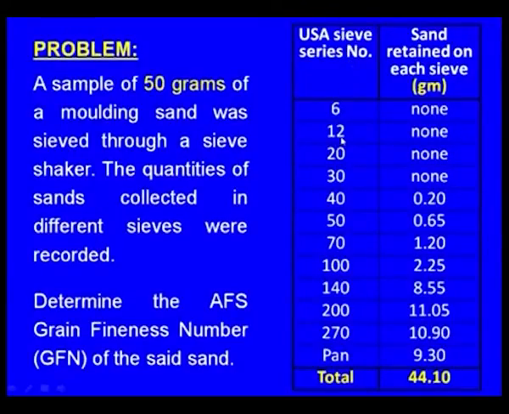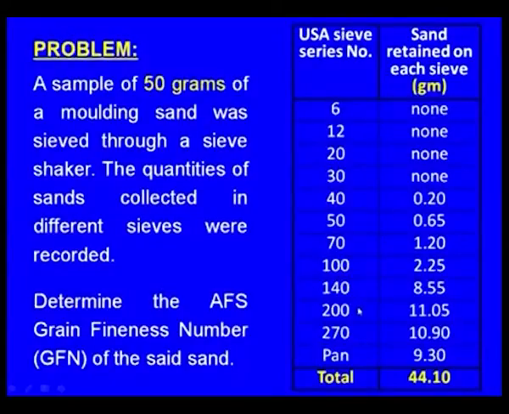Remember, the different sieves are assigned different numbers. The first sieve is assigned the number 6, the second sieve number 12, third sieve 20, fourth sieve 30, fifth sieve 40, sixth sieve 50, seventh sieve 70, eighth sieve 100, ninth sieve 140, 10th sieve 200, 11th sieve 270, and finally the pan. So totally, including the pan, there will be 12. Of course, the pan cannot be considered a sieve, so excluding the pan there will be 11 sieves.